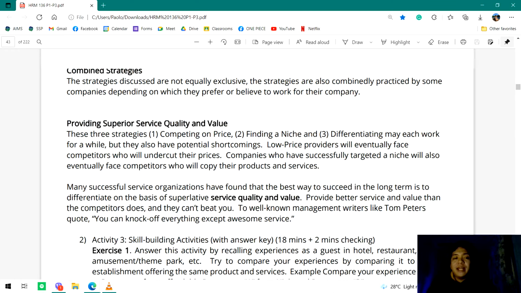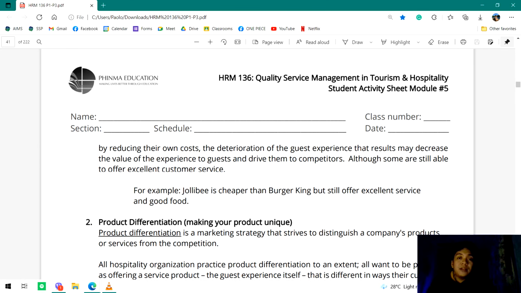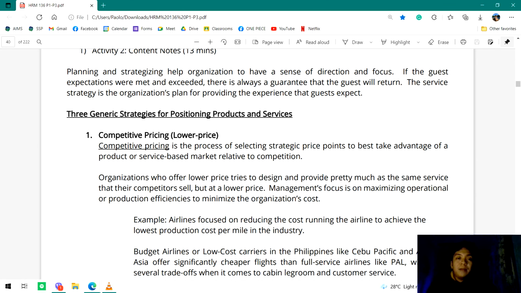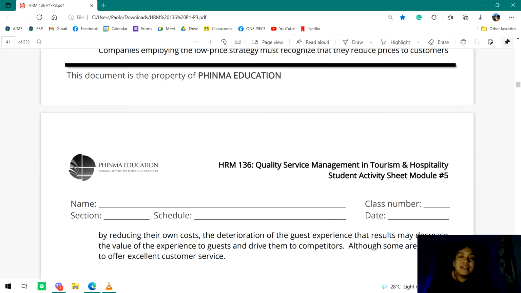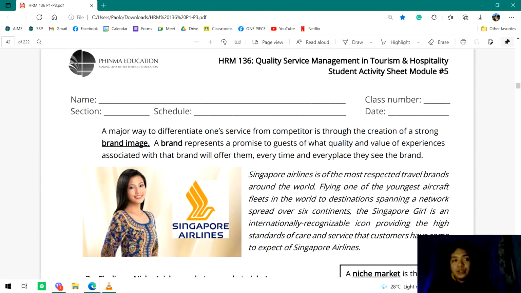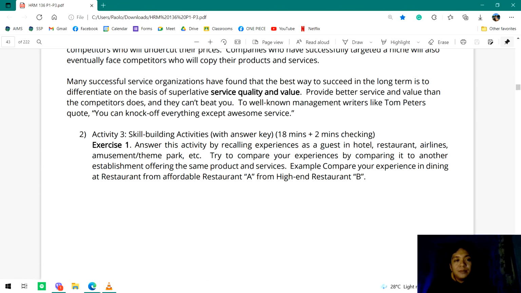So at the end of the day, itong mga strategies na ito para makapag-come up kayo, para makapag-produce kayo ng magandang product or service or magandang quality ng inyong service in order to meet guest expectations, you can combine these strategies. So yun, yung pag-aaralan natin for this module.